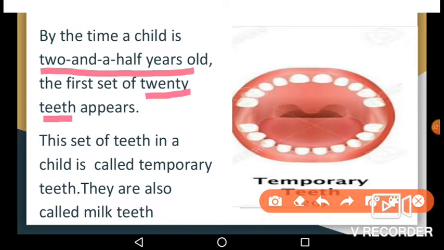These teeth are very important for the normal growth and development of a child. In fact, as important as your permanent teeth. Though there is a significant difference between milk teeth and permanent teeth, milk teeth perform certain important functions until the permanent teeth can take over. By the time a child is 2.5 years old, the first set of 20 teeth appears.